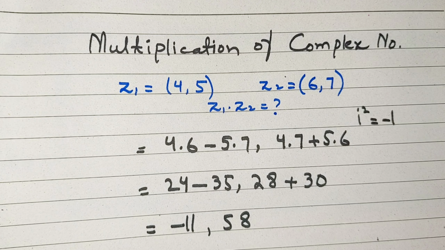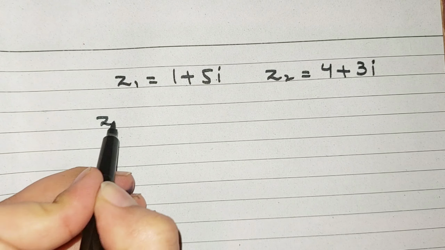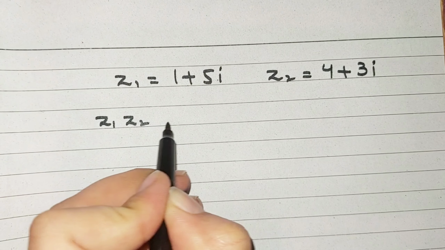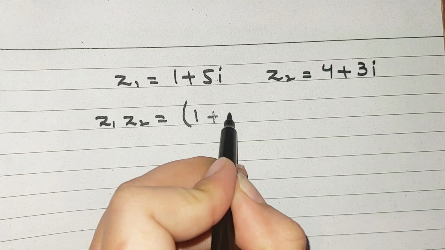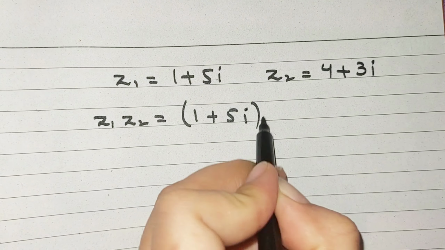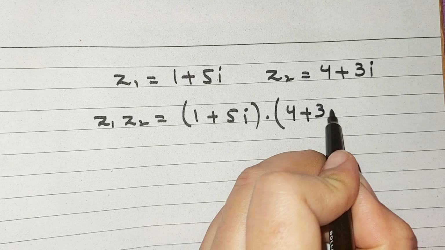But let's solve another example. Now let's solve another example in which we have z1 as 1 plus 5 iota and z2 as 4 plus 3 iota. How will we solve this? We have to find the multiplication of z1 and z2. So let's write z1 multiplied with z2, and we will write these numbers in brackets: 1 plus 5 iota is getting multiplied with 4 plus 3 iota.